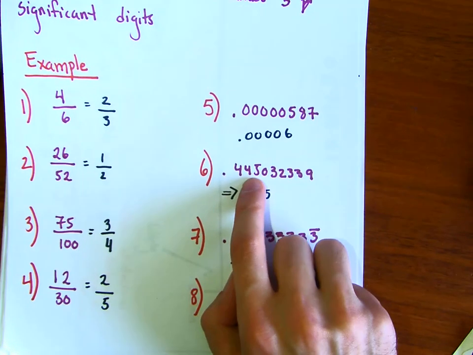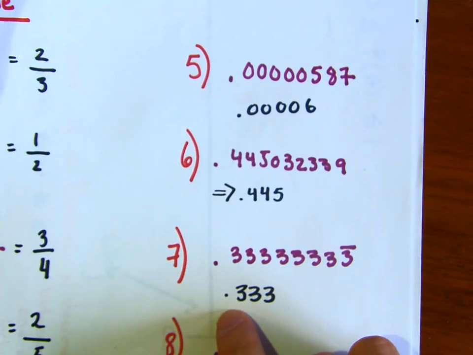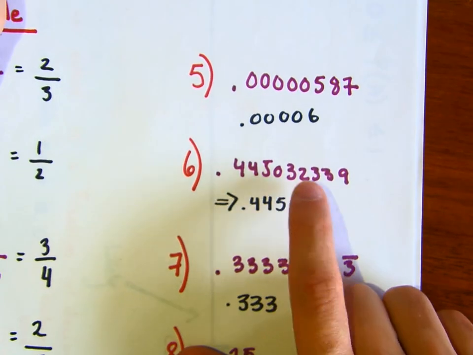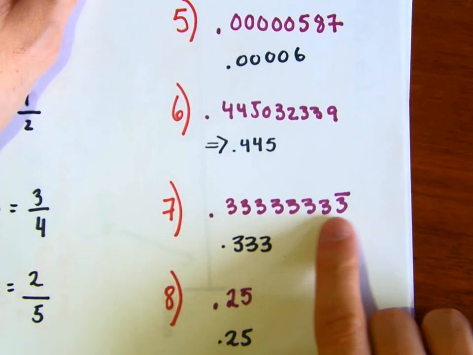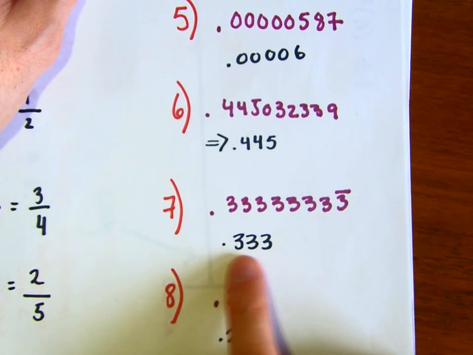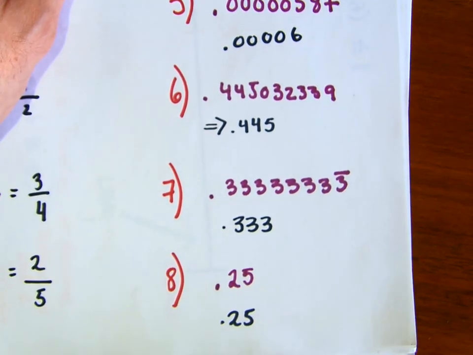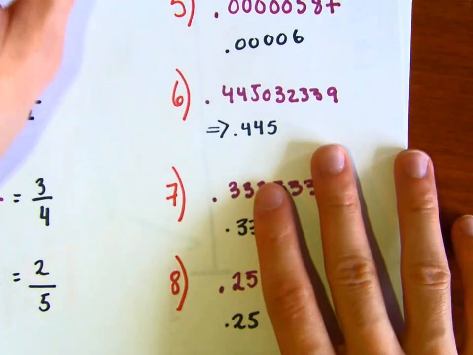If I have 0.4450, I'm just gonna round this to 0.445. Or if I have 0.3333, I'll just round it just like this. And 0.25, it's just going to be 0.25.